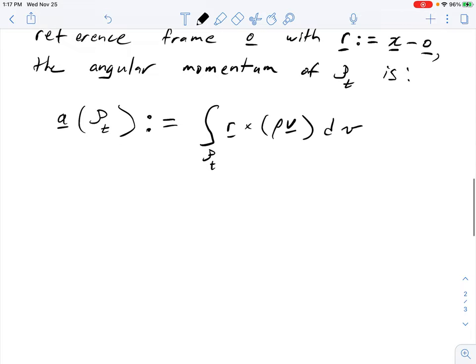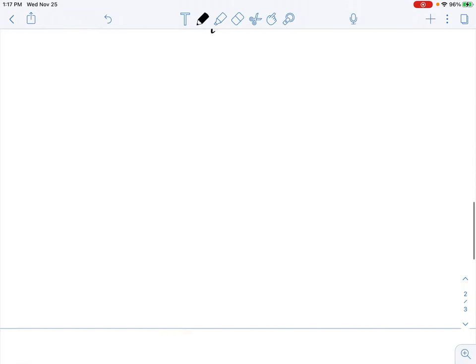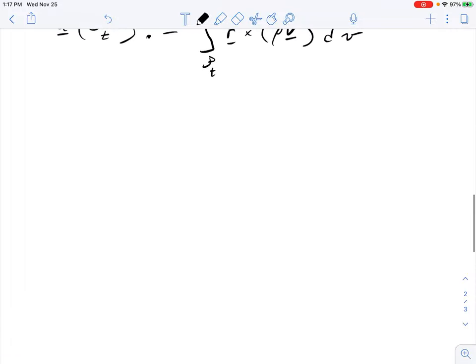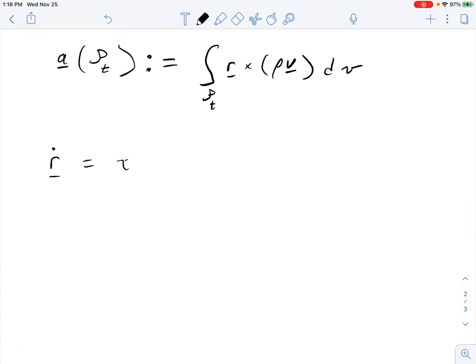All right, well, we're going to look at taking the time derivatives of the linear and angular momentum of that region. So first, we have that the time derivative of R is equal to X dot minus the time derivative of the origin. These are the material time derivatives, well, I guess not with the origin part. The time derivative of the origin in our reference frame is always going to be zero, though it might not correspond to a fixed material point.